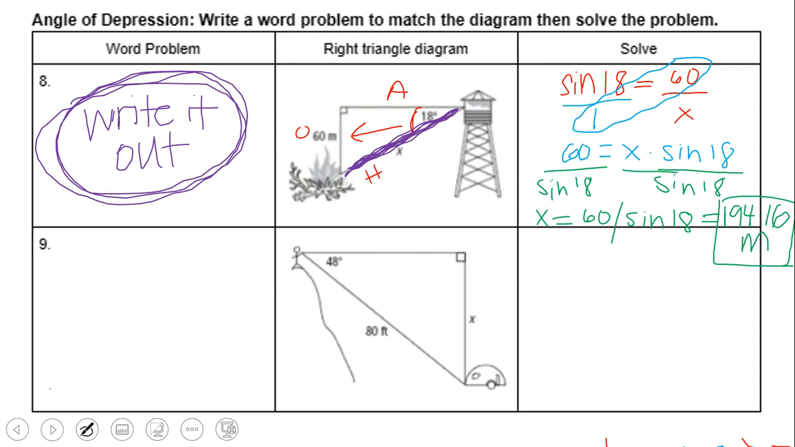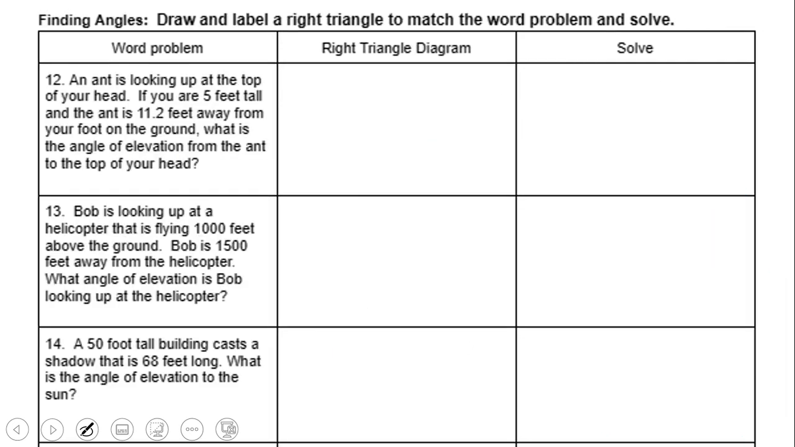Let's move on to the last set of problems that you're going to be practicing, and it's going to be finding angles. Okay, so it says, draw and label a right triangle to match the word problem and solve. So again, word problems on the left. We're going to need to actually draw the picture again in the middle and actually do the math on the right hand side. Let's do question number 12 together.